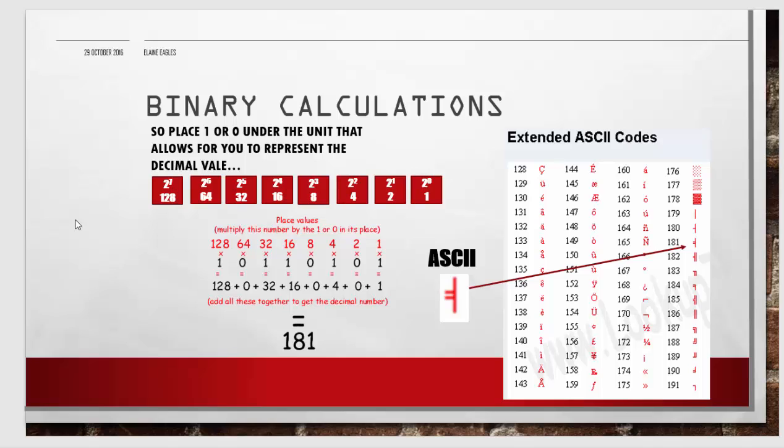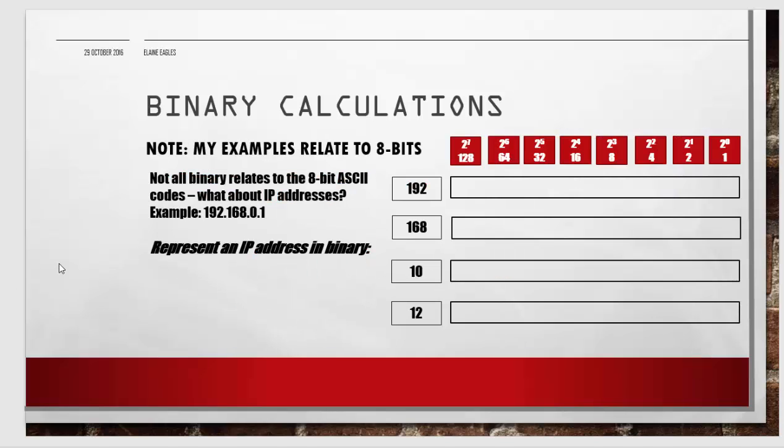So binary calculations, hope you've understood now that you use these values to add up like you do with hundreds, tens and units. So this ASCII character here in the extended ASCII code set, which is 181, is represented in this way. So it's 10110101. Another example. So everything's represented as binary in a computer, so even IP addresses.